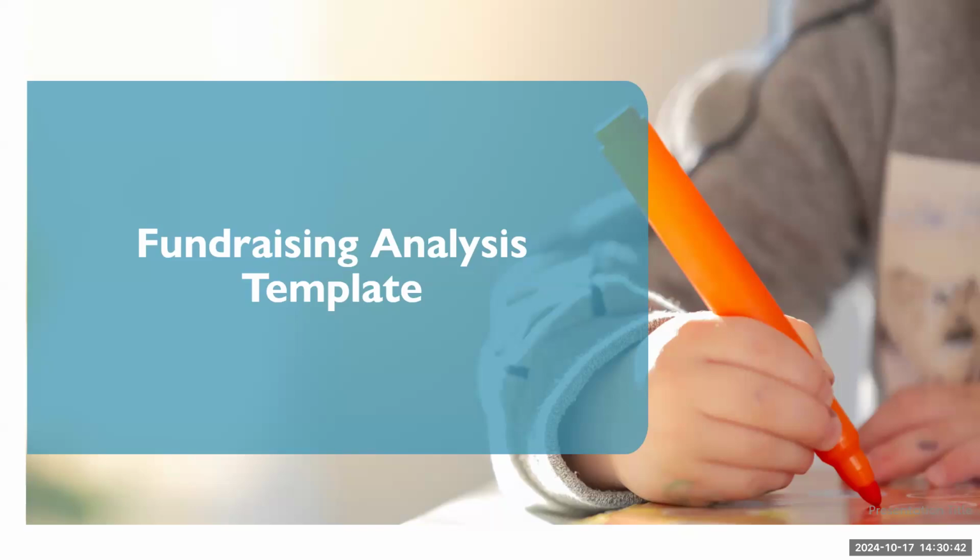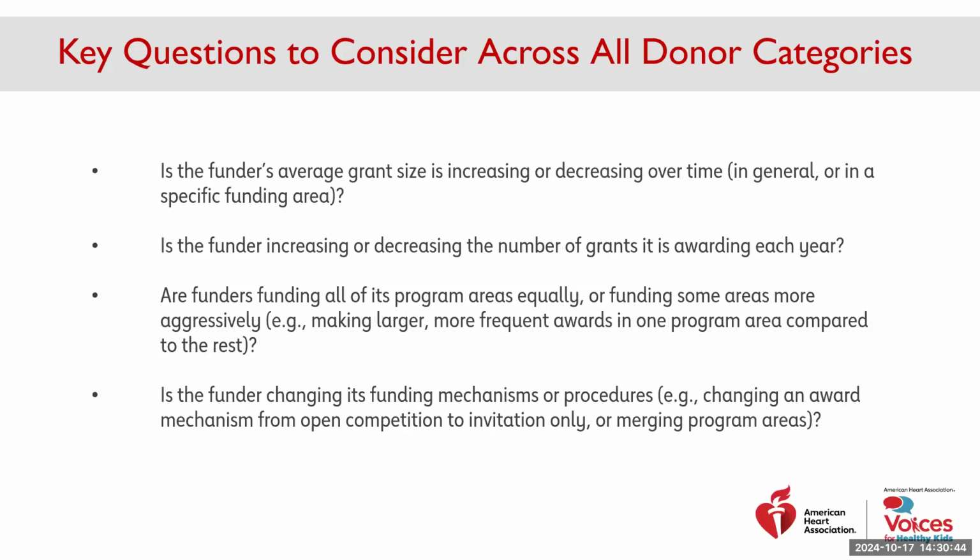We will review the fundraising analysis template. With this template, there are some key questions that you should consider in all donor categories. This is something that organizations and coalitions need to keep top of mind. Is the funder's average grant size increasing or decreasing over time? Or are they funding in a specific area? That's something that you need to know.